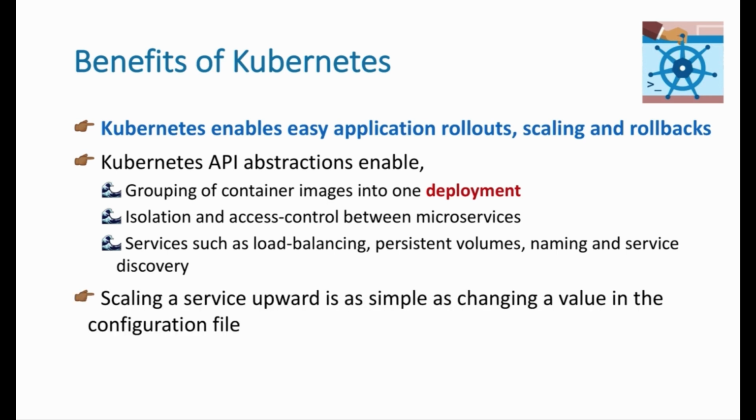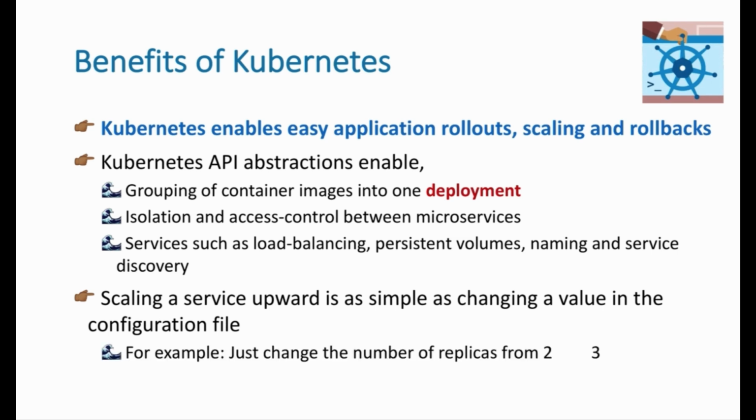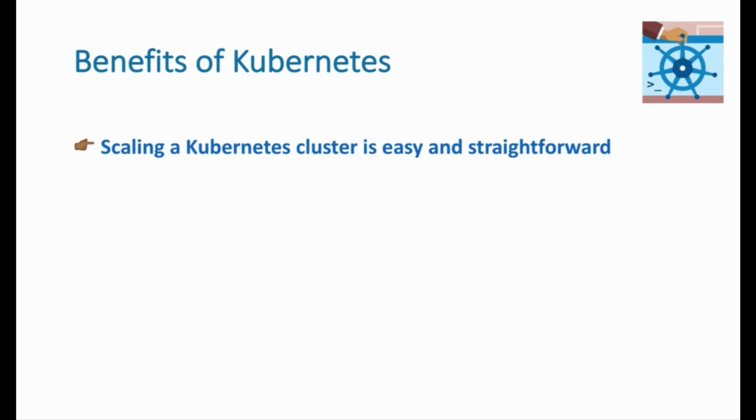Scaling an application is also easy to implement because of the declarative nature of Kubernetes. For instance, if you want to scale a service upward, it's a simple matter of changing the number corresponding to the replicas in the configuration file. If you want to scale from, let's say, 2 to 3 instances, all you need to do is make one simple change in the YAML file. Just change the replica count from 2 to 3 and Kubernetes will take care of doing the actual detailed steps. Now, how do you scale a cluster? Scaling your Kubernetes cluster is also straightforward and easy.